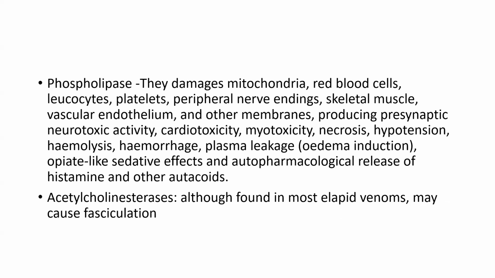The phospholipase will damage the mitochondria, red blood cells, leukocytes, platelets, peripheral nerve endings, skeletal muscle, vascular endothelium, and other membranes, producing presynaptic neurotoxic activity, cardiotoxicity, and myotoxicity, necrosis, hypotension, hemolysis, hemorrhage, plasma leakage, opioid-like sedative effect, autopharmacological release of histamine and other autacoids. Now, acetylcholinesterase, although found in most elapid venom, may cause fasciculation.